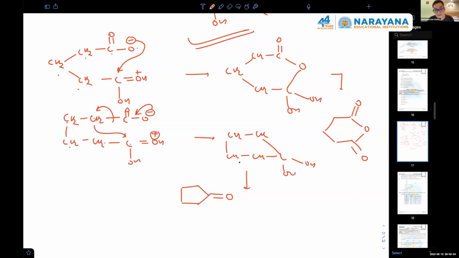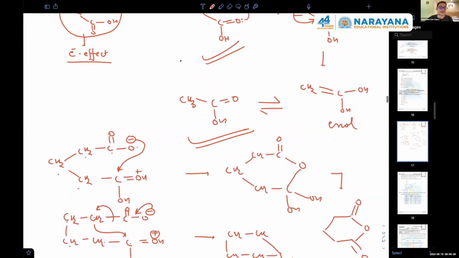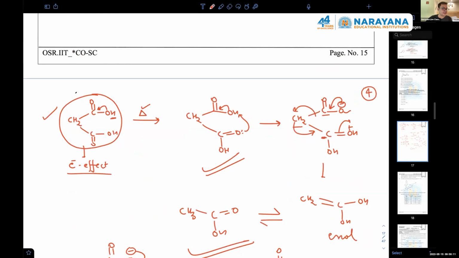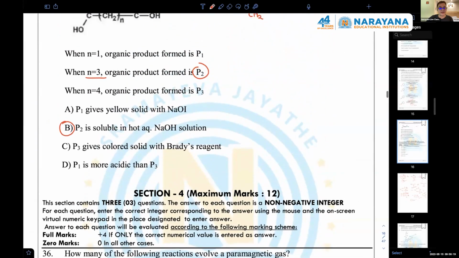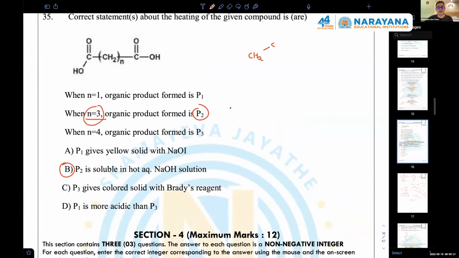In this way, you can easily identify your answer. Whenever there is a heating sign, the reactant has to decide the process, and the reactant decides the process by electronic effects. Now, with 3 carbons, you get the anhydride. When you get the anhydride with NaOH and heat, you can simply hydrolyze the product. So yes, this is soluble in aqueous NaOH.